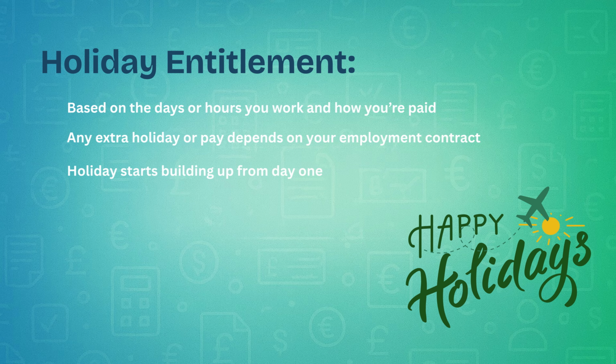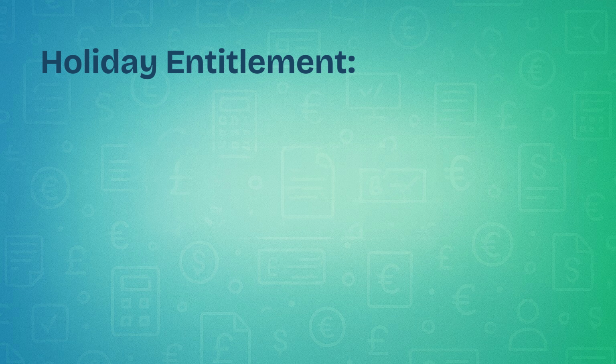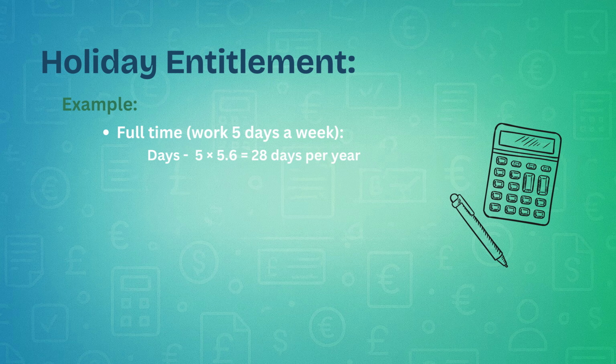As mentioned earlier, workers are entitled to 5.6 weeks of paid holiday each year. If you want to work this out in days, just multiply the number of days you work each week by 5.6. Let's look at a few simple examples. If you work 5 days a week, you just multiply that by 5.6. So, 5 times 5.6 gives you 28 days of holiday per year.